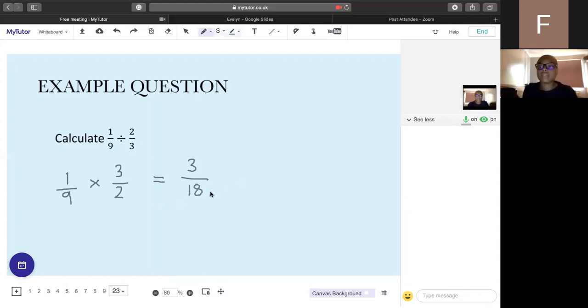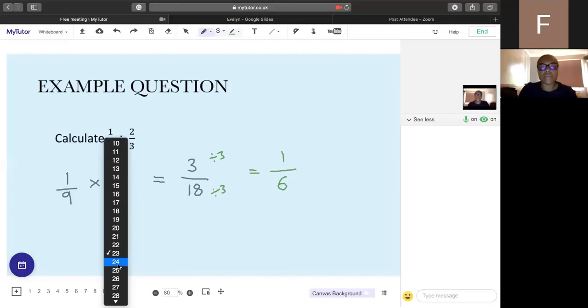And then we need to see whether we need to simplify it. Is it in its simplest form? So 3 and 18, we know that they're both multiples of 3. So we can divide both the numerator and the denominator by 3. So 3 divided by 3 is 1, and 18 divided by 3 is 6. So our answer would be 1 over 6. 1 over 9 divided by 2 over 3 would be 1 over 6. So that is everything that we're going to learn today.